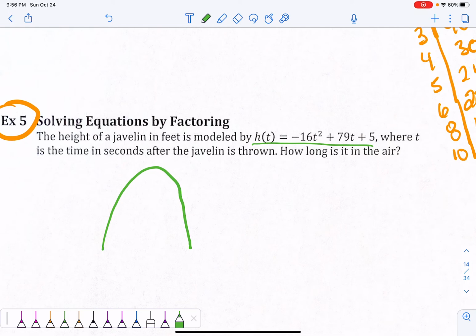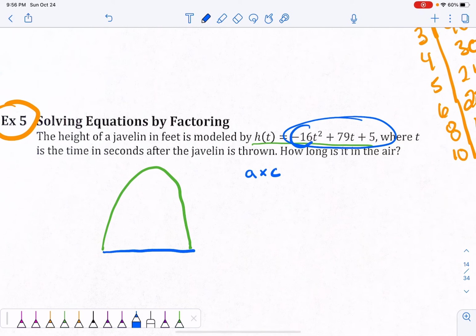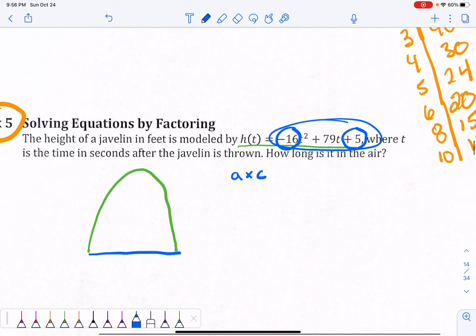Okay. So basically we're trying to find the length of this, and we're trying to figure out how wide that parabola is, or how long that is, okay? So where t is the time in seconds. Okay, so we're going to factor this thing down, and this is a complex trinomial. So we're going to start by taking a times c, so negative 16 times 5, and negative 16 times 5 is negative 80.